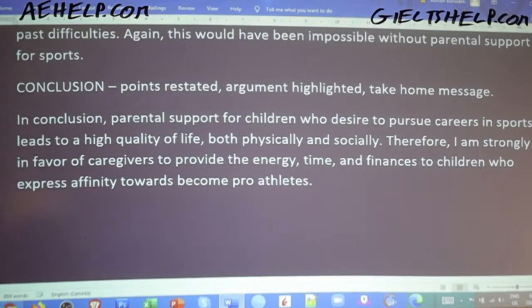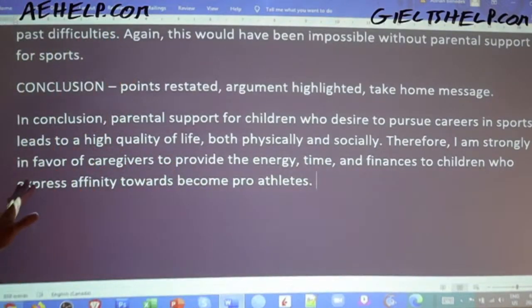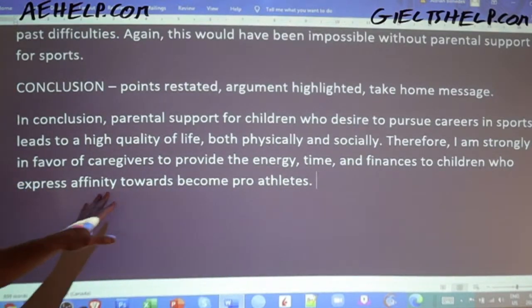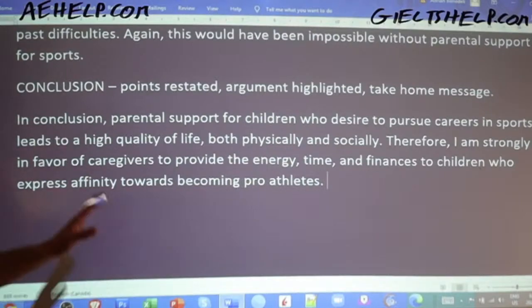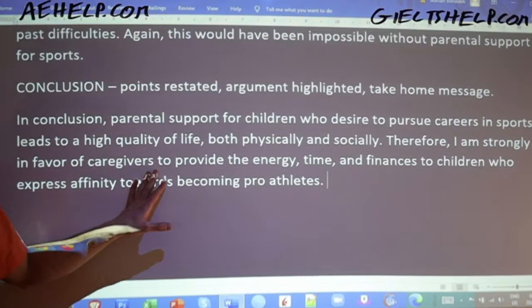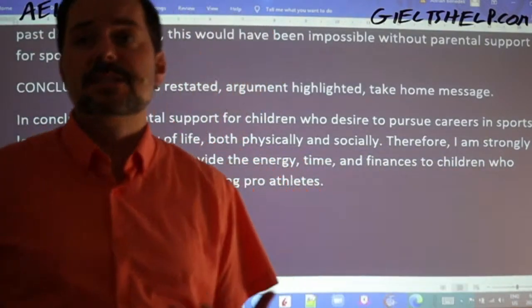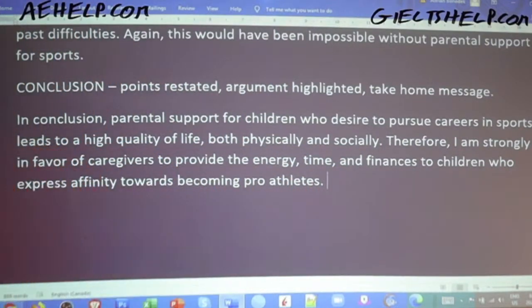Okay, so therefore, I'm strongly in favor of caregivers to provide the energy, time, and finances to children who express affinity towards becoming pro athletes. Okay, so again, lots of paraphrasing here, and of course that's important for those high band essays because you want to show lexical resource. Notice how I use the word strongly here to emphasize the argument of my essay. And then my take-home message.